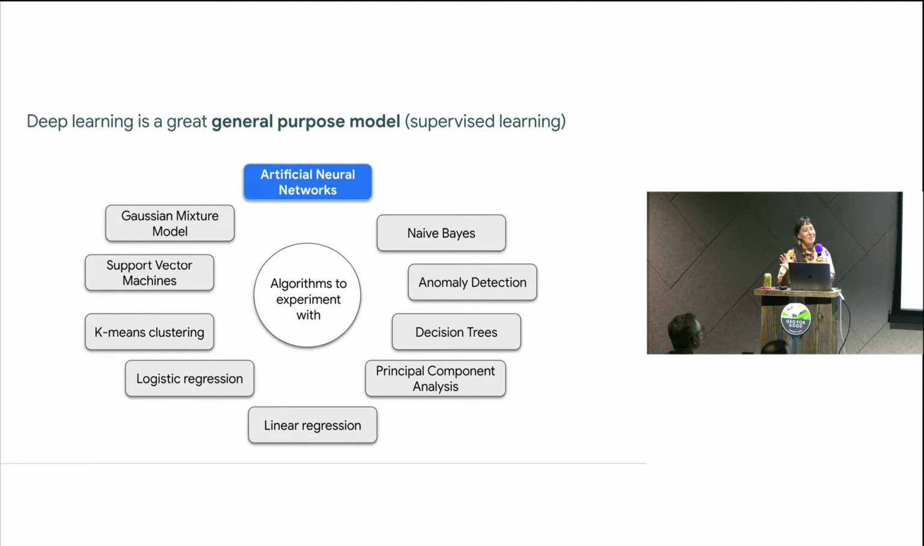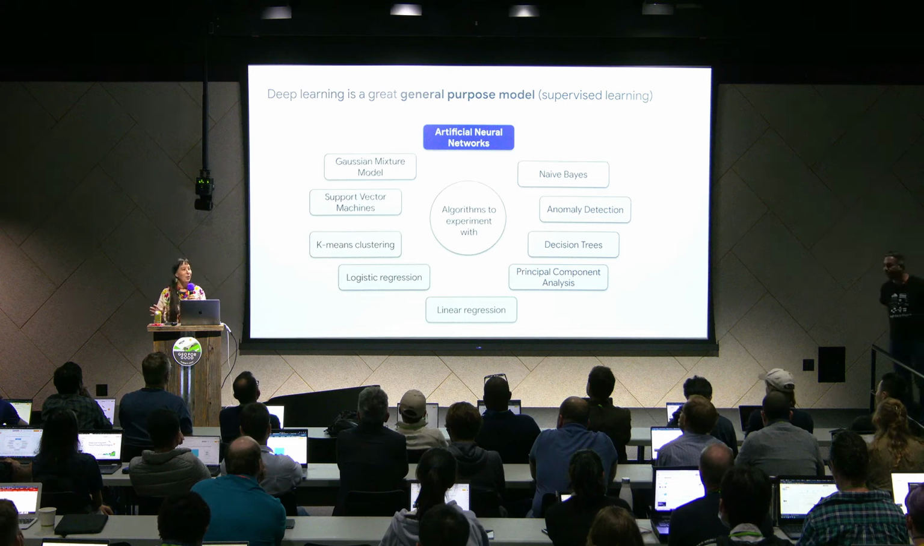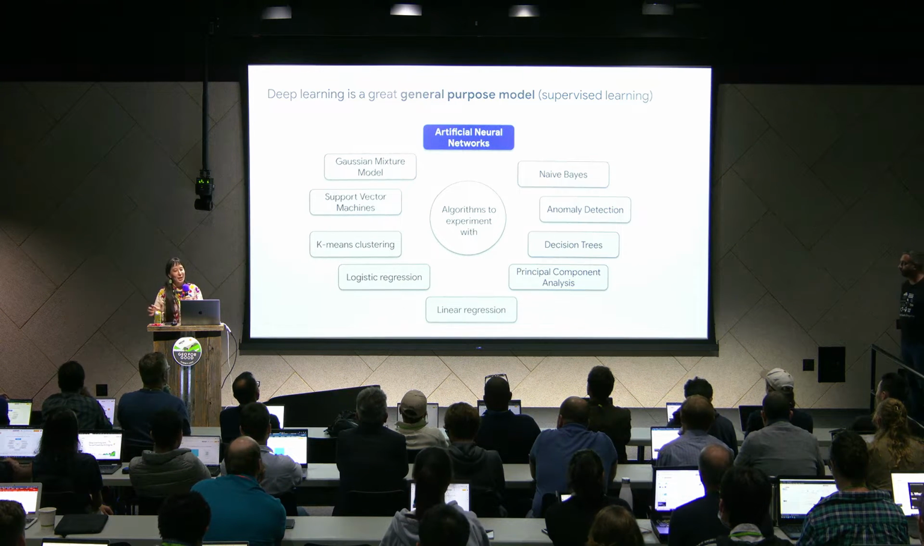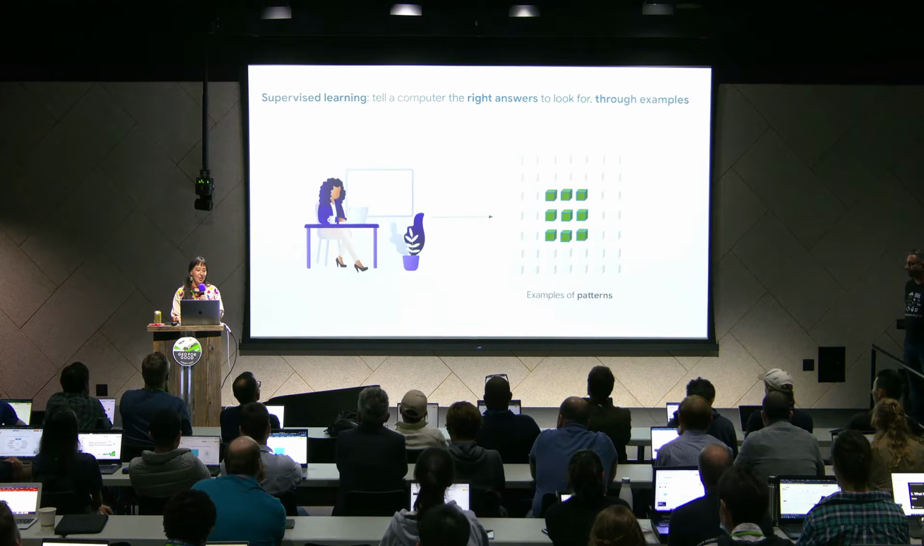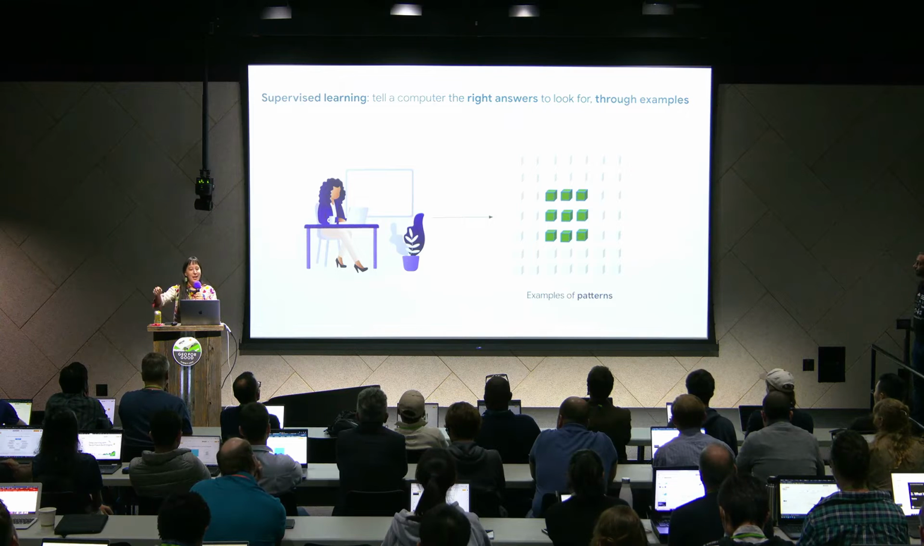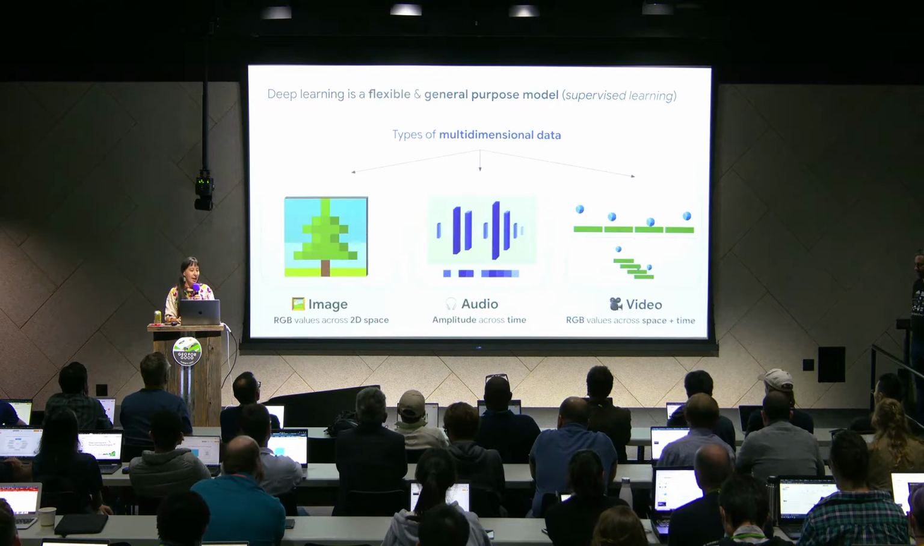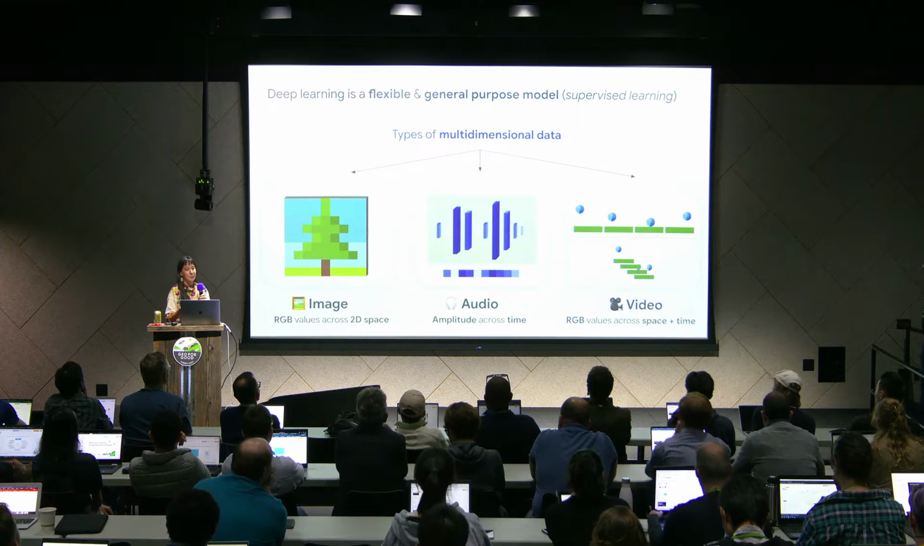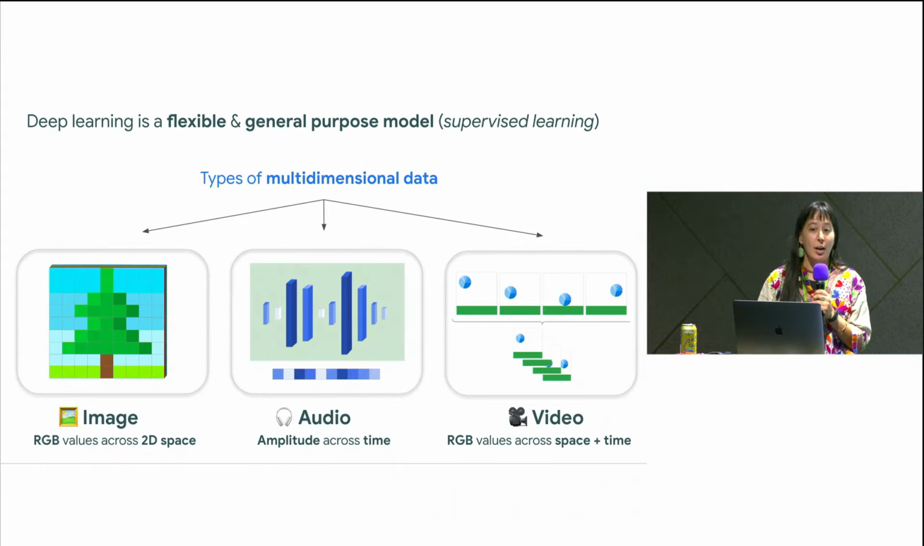Out of all the many ML algorithms out there, I'm happy to share that deep learning, or artificial neural networks, is a technique that can be used for almost any supervised learning job. In supervised learning, you tell the computer the right answers you're looking for through examples. Deep learning is flexible and a very general purpose algorithm, especially for things like images, audio files, or video files, which are multidimensional data.